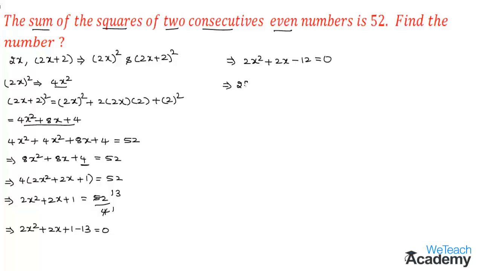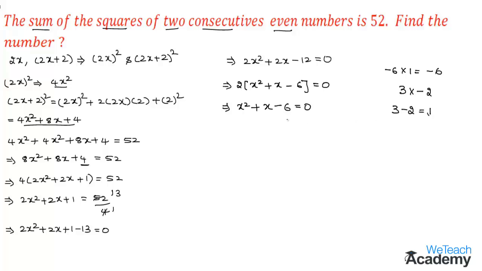Now let us take 2 as a common factor. We get 2 into (x square plus x minus 6) is equal to 0. Now let us transfer 2 to the other side. We get x square plus x minus 6 is equal to 0. Now let us find the factors of this quadratic equation by the factorization method. Here we have the constant term as minus 6 and the coefficient of x square as 1. On multiplying, we get minus 6 into 1 as minus 6. Now the factors of minus 6 are 3 and minus 2. By adding, 3 minus 2 is equal to 1, and this 1 is nothing but the coefficient of x, the middle term of the quadratic equation.